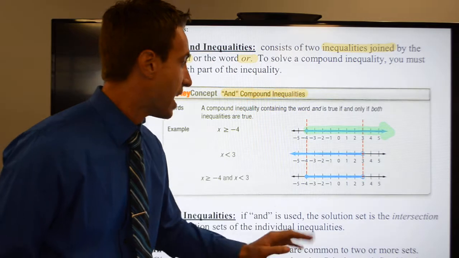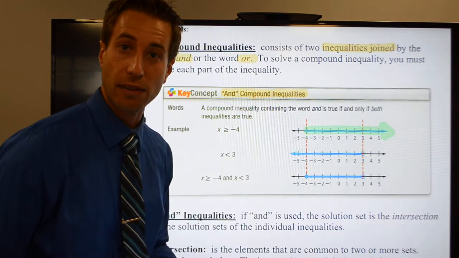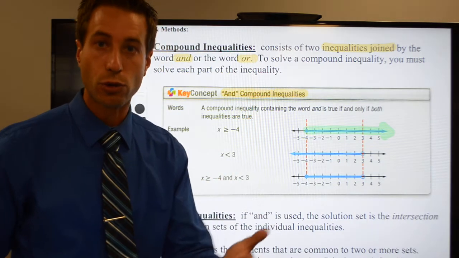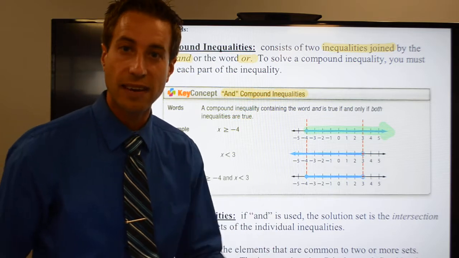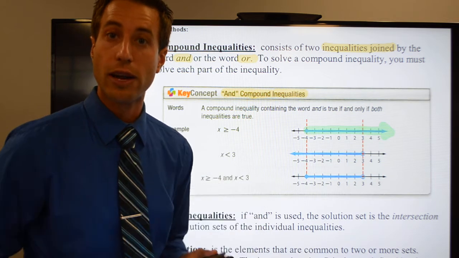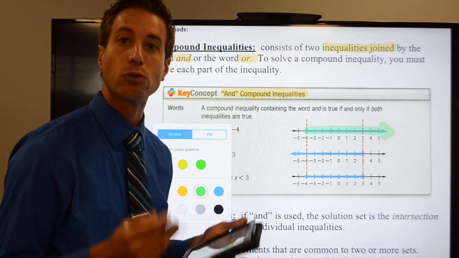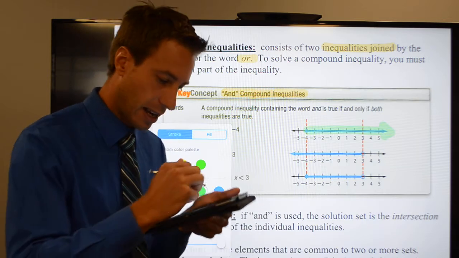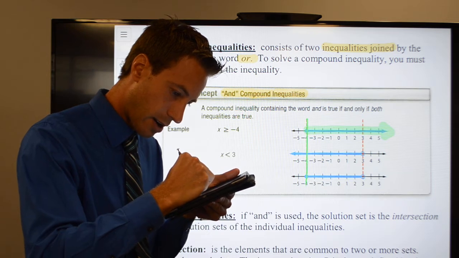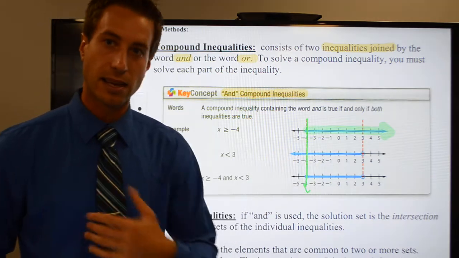But here's the point. If you pick a number that is less than -4, it does not satisfy this first inequality. If you chose -5, -6, -7, -8, none of those satisfy the inequality greater than or equal to -4. So let me draw a green line right here. We are not allowed to be less than -4. We'll draw our green line right down here. All right, there it is. I cannot be less than that number. Can't be less than -4.